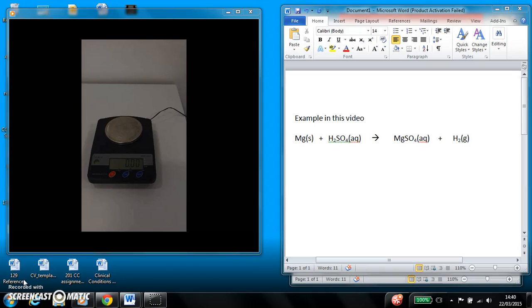This video demonstrates calorimetry using a coffee cup. Coffee cup calorimetry is very good for enthalpy change reactions in which a solid reacts with a liquid, or two liquids react together to give a temperature change. In this example, I'm using magnesium ribbon with dilute sulfuric acid.